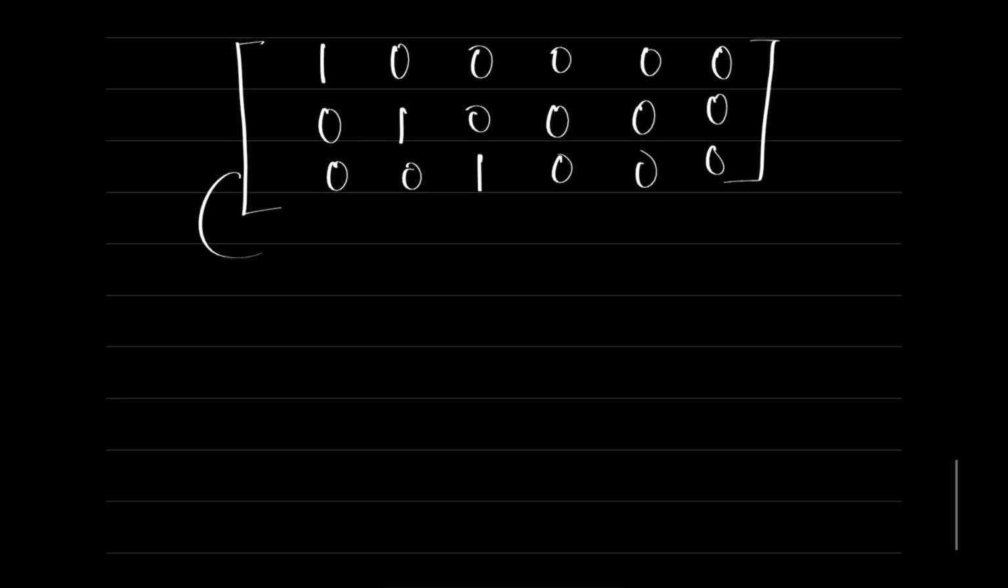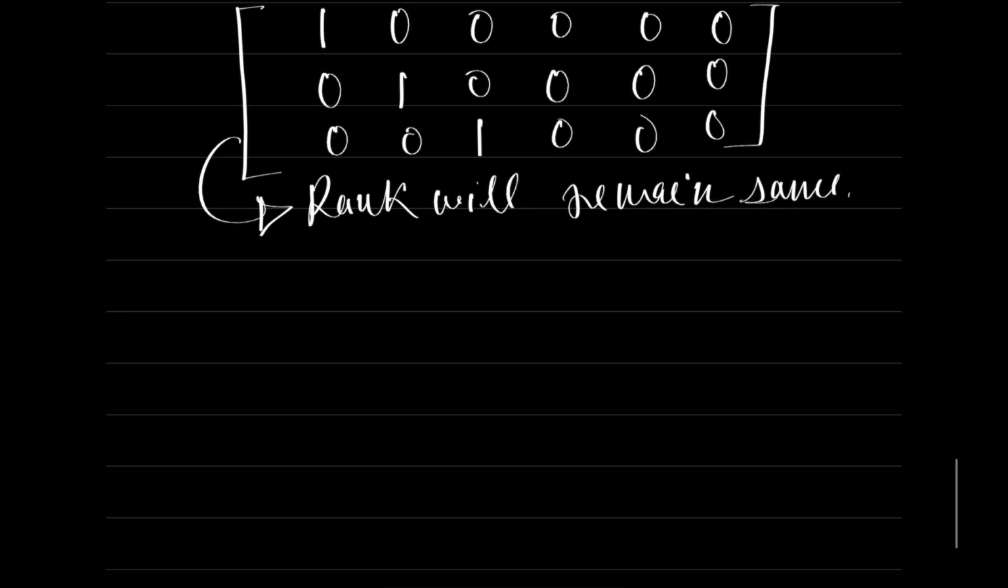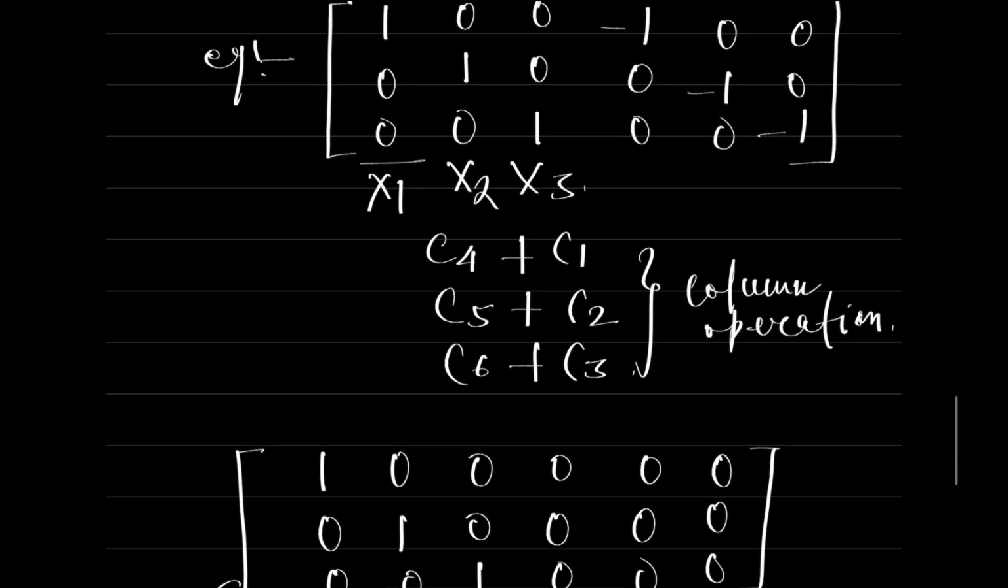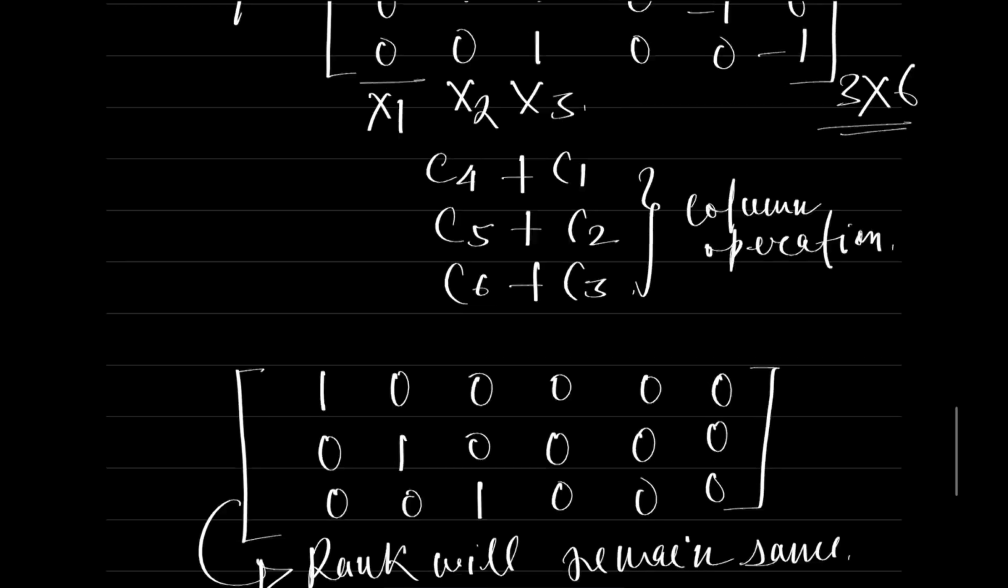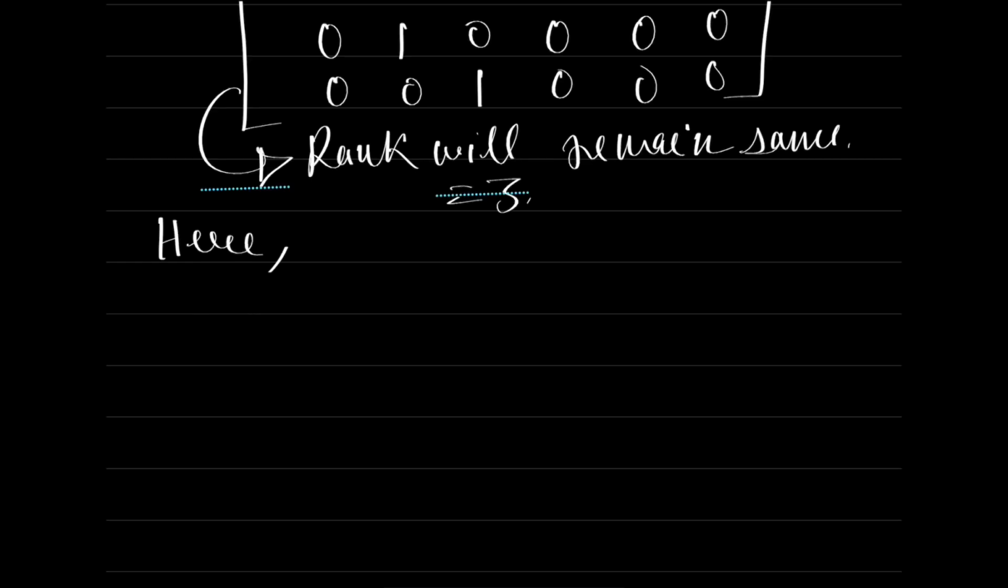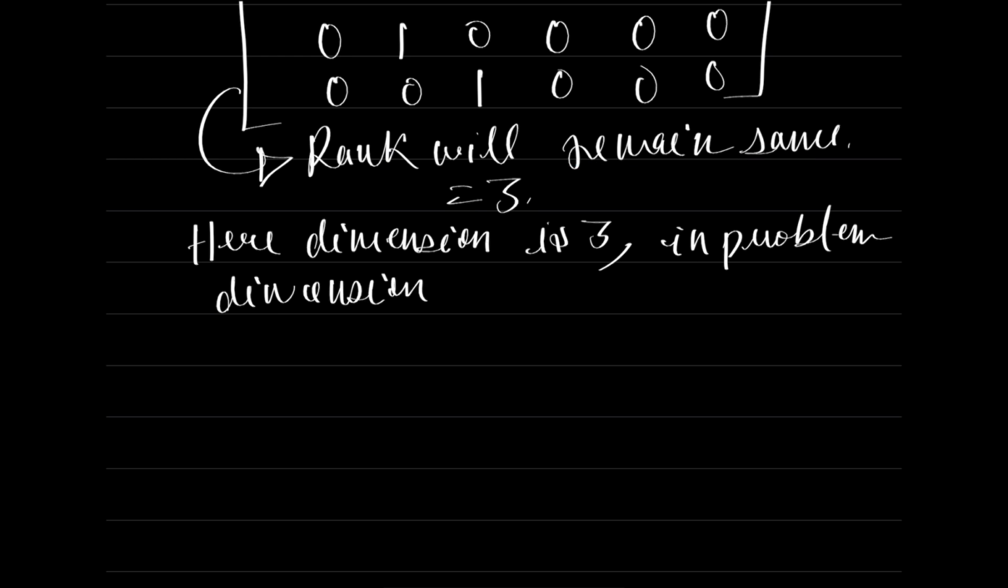So the rank will remain the same, which is 3, but our matrix was 3 cross 6. Here the dimension is 3. In the problem, the dimension is M.